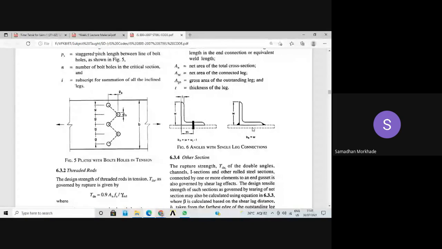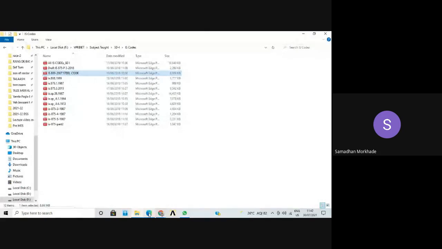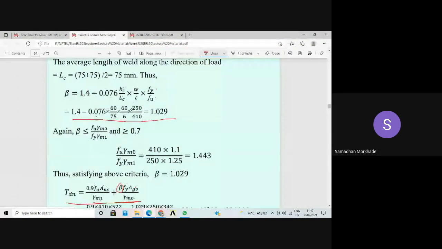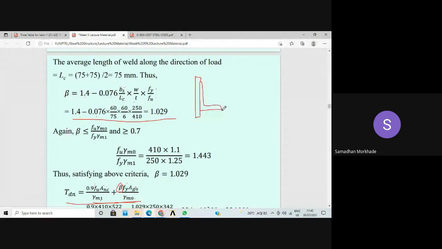Now our section is 90/60/8, and 90 mm is connected, so the unconnected outstanding leg is 60. Outstanding leg is 60. So BS is 60, outstanding. See, same thing I am going to draw over here. 90 mm is connected and 60 mm is the outstanding. This is 60 and this is your W.